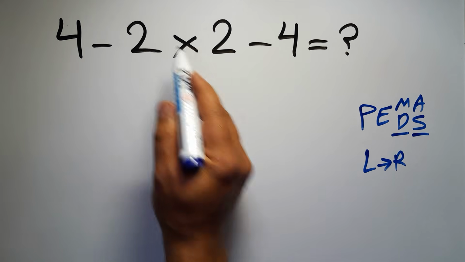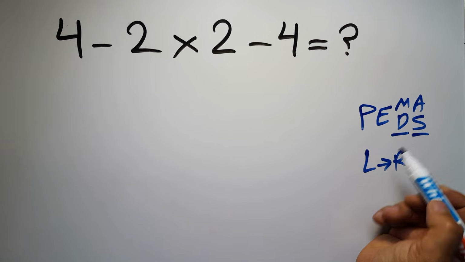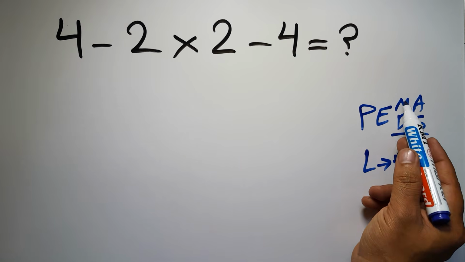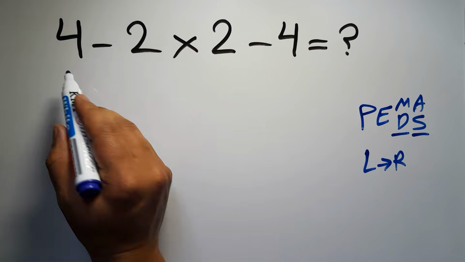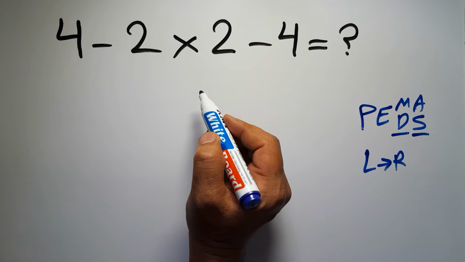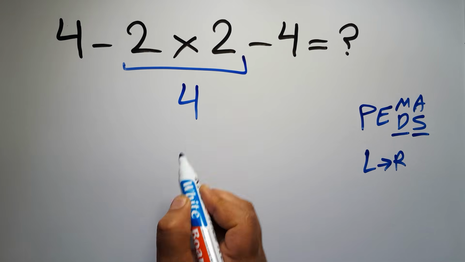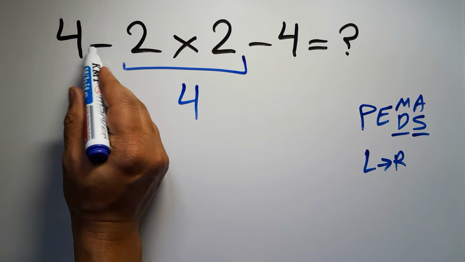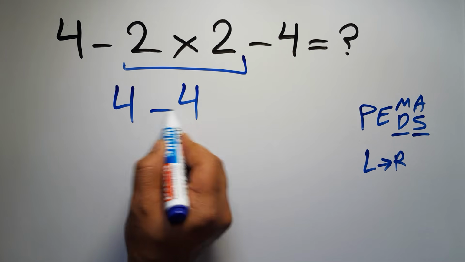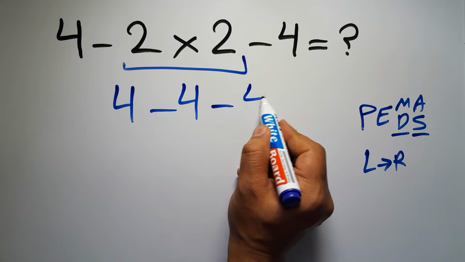So multiplication has higher priority than subtraction because multiplication comes before subtraction. So here first we have to do this multiplication. 2 times 2 gives us 4. So 4 minus 4, then minus 4.